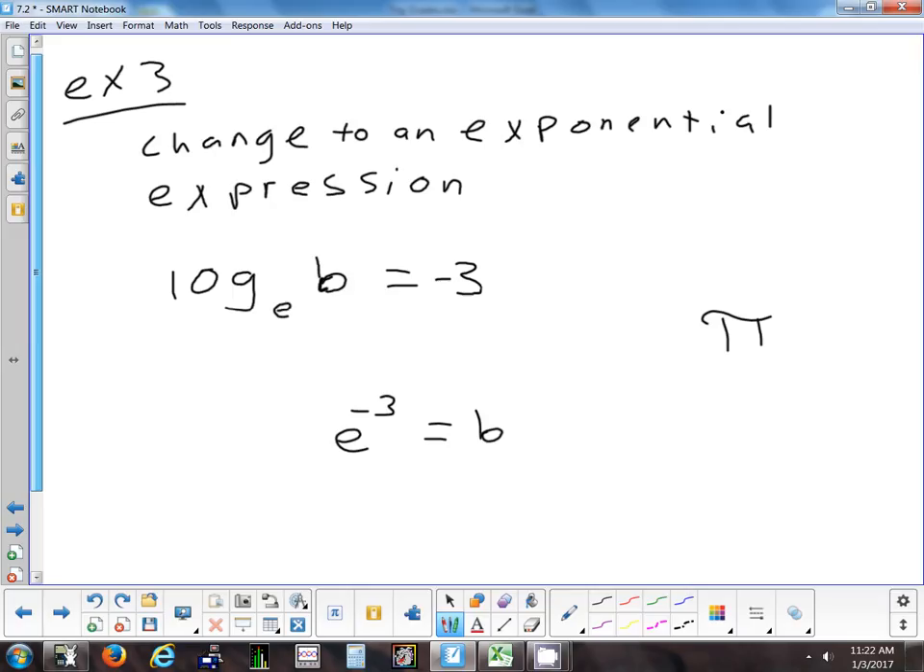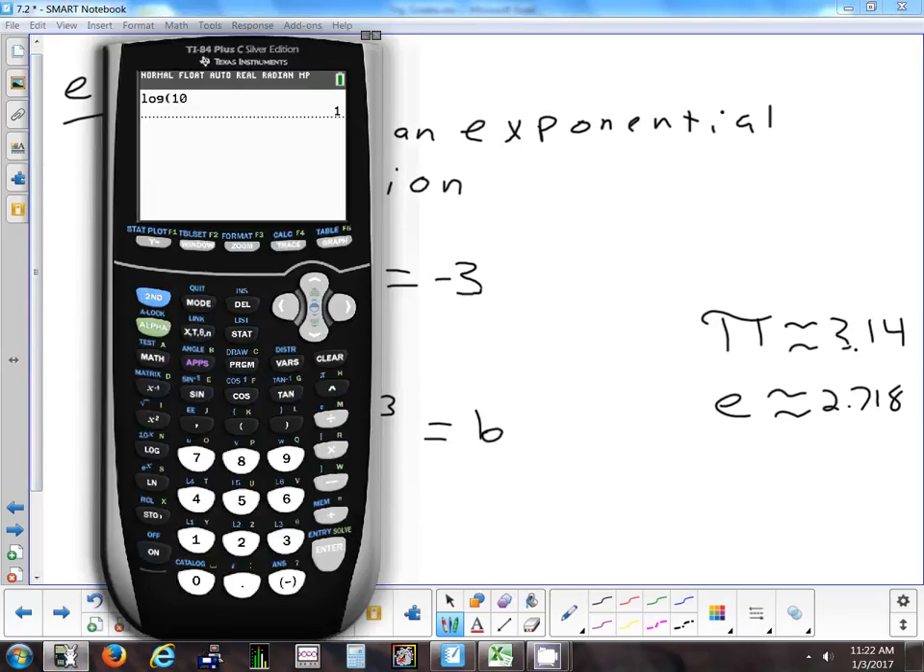Yes, it's a letter, but it stands for something, right? So like this stands for 3.14. Well, e is the number 2.718. And it goes on from there. Okay, but e is about 2.718. And most calculators have a button you can press, and it'll tell you what e is. On mine, it's second, and then it's the division sign. If you're using a non-graphing calculator, I can help you find it. But it's probably there somewhere.